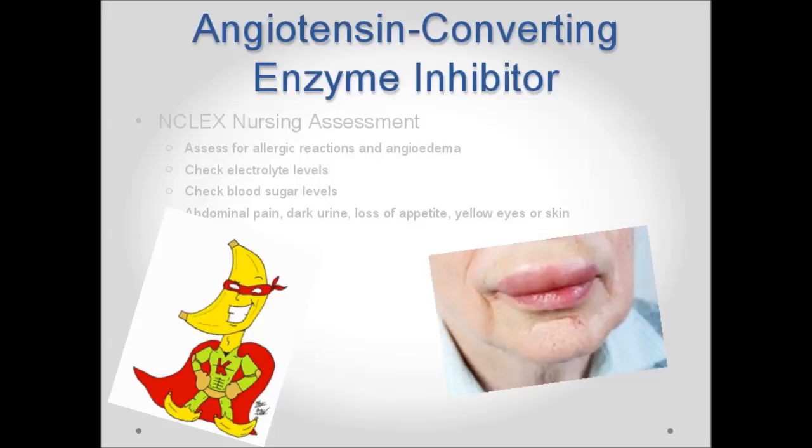Also assess for kidney dysfunction or liver dysfunction. This medication is excreted through the liver and kidneys. So I'm going to assess abdominal pain, dark urine, urine output, loss of appetite, any signs of yellowing in the eyes or yellowing of the skin. This could give me an idea that the patient is having some liver or kidney problems.